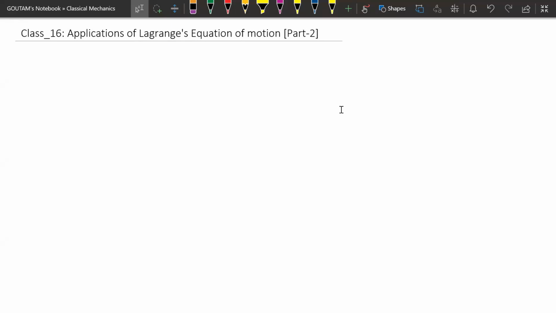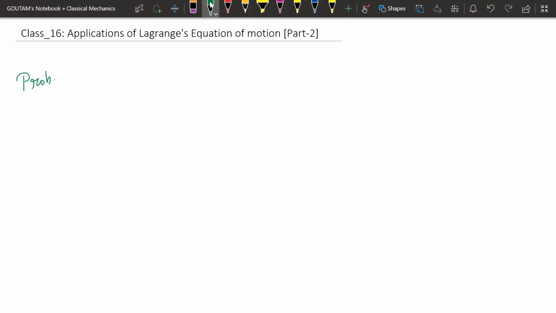In the last class, we did some simple problems on Lagrange's equation of motion. In this class also, we will solve some problems based on Lagrange's equations and variational principle. So let's define the first problem of today.